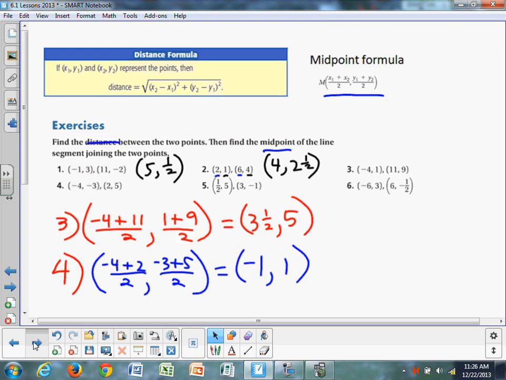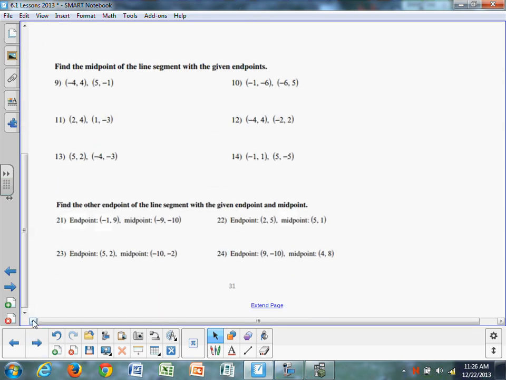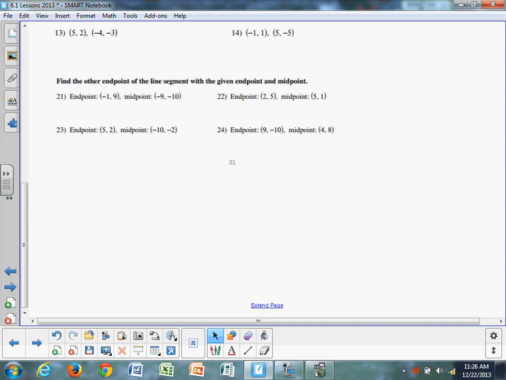I'm going to skip and do a problem like this. It's a little bit different. It says find the other endpoint of the line segment with the given endpoint and midpoint.